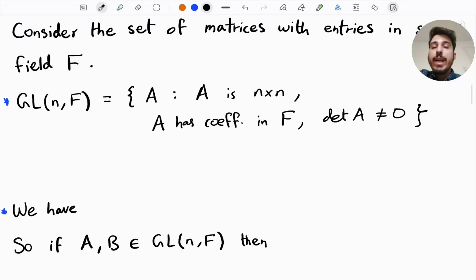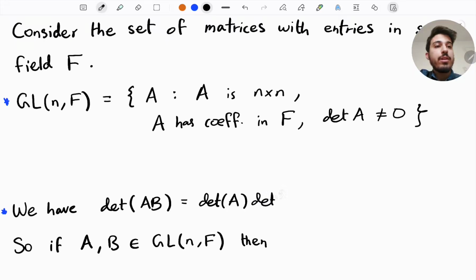So we have a property of the determinant which says that the determinant of the product of two matrices is equal to the determinant of A times the determinant of B. This is a property which we will use here in our definition of GL_n(F). And the GL_n(F) is a set along with an operation which is the matrix multiplication that we all know. Together they form a group. And this is what I'll be proving now.